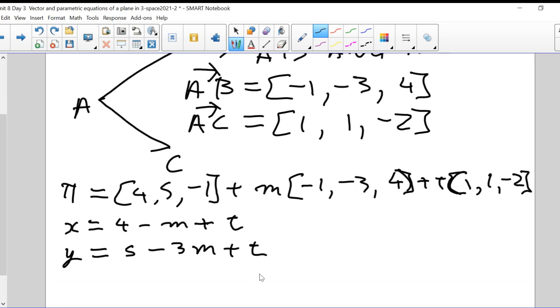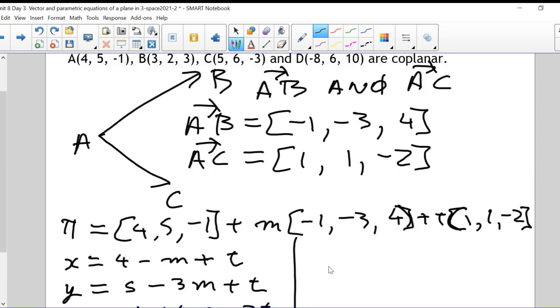And my z is equal to minus 1 plus 4m minus 2t. Okay, so those are my parameters. So here's a case where we don't have a shortcut. We're just going to have to slug along and solve for m and t using 2 at a time and then checking the third.